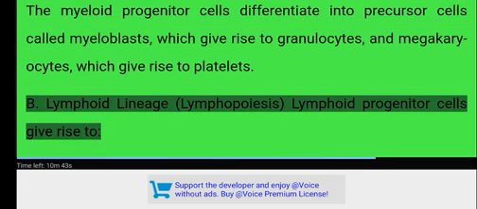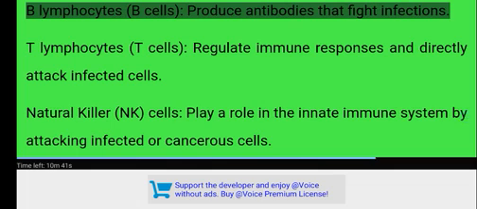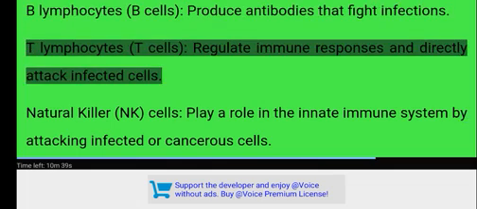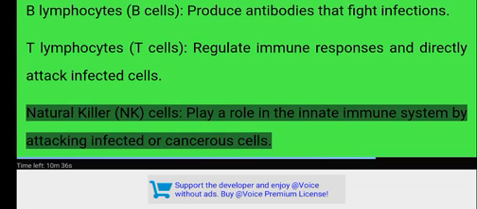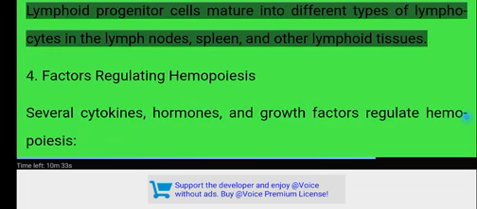B lymphoid lineage, lymphopoiesis. Lymphoid progenitor cells give rise to B lymphocytes. B cells produce antibodies that fight infections. T lymphocytes. T cells regulate immune responses and directly attack infected cells. Natural killer, NK cells play a role in the innate immune system by attacking infected or cancer cells. Lymphoid progenitor cells mature into different types of lymphocytes in the lymph nodes, spleen, and other lymphoid tissues.